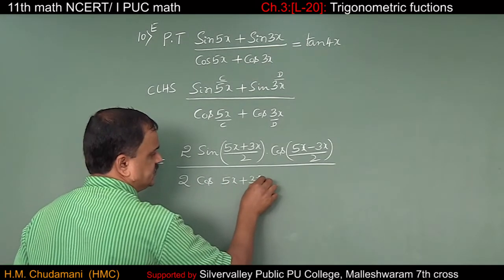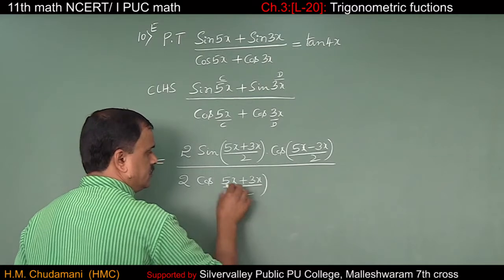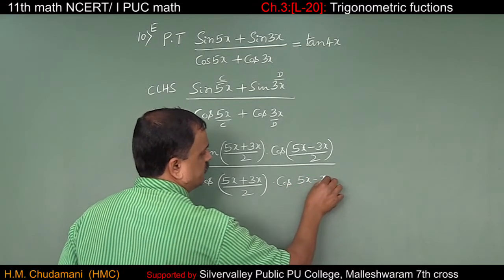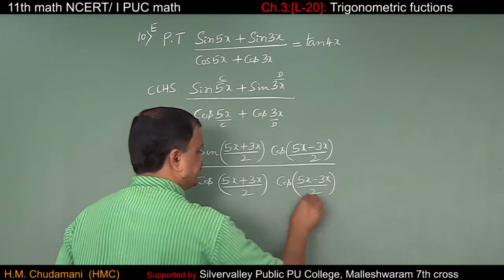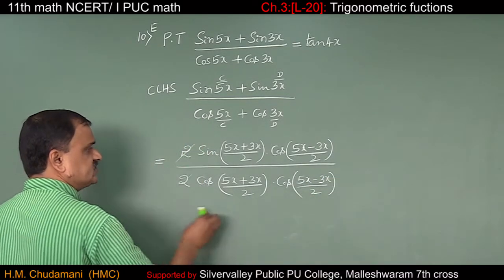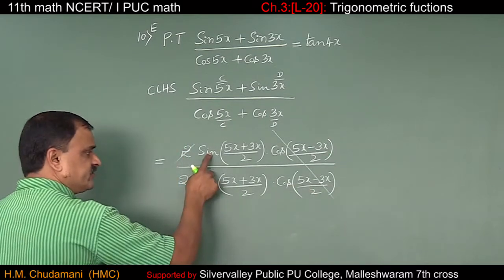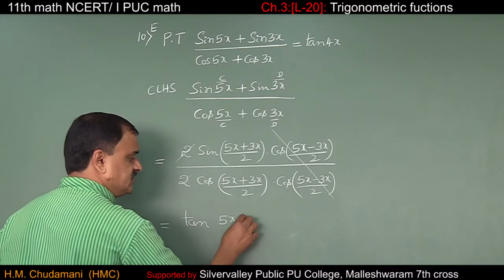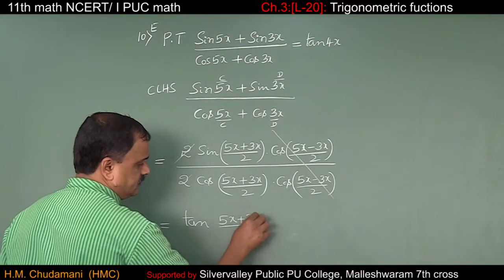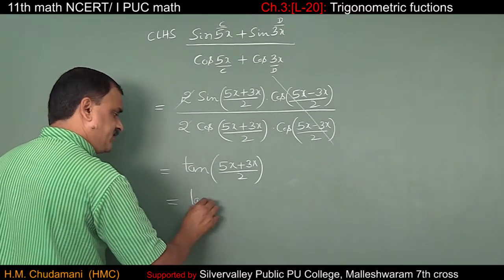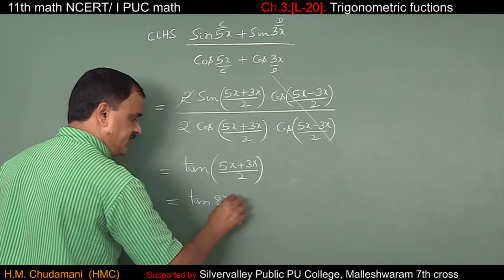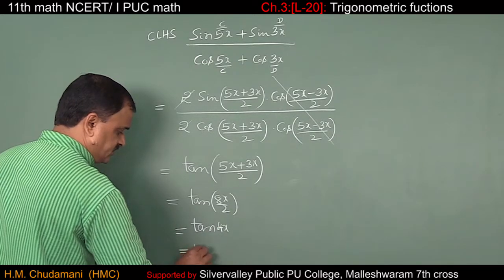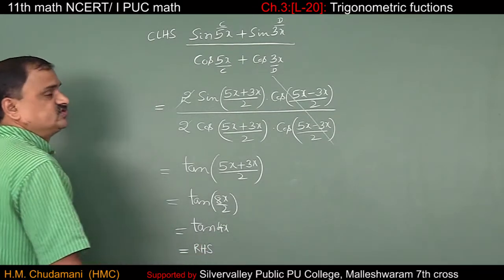into cos (C minus D)/2. 2 gets cancelled. Even we can eliminate this. Sin by cos means tan. Sin theta by cos theta means tan theta. Here tan of 5 plus 3, 8x divided by 2, which is tan 4x. That is what the RHS we want. Hence the result.